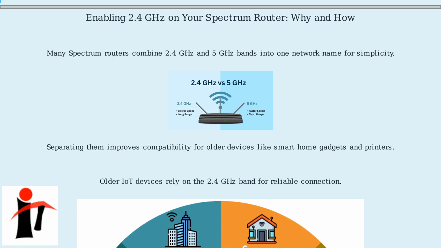Here are the basic steps to get started. First, access the router interface at 192.168.1 or via the Spectrum app. Second, navigate to Wi-Fi settings and disable Unified SSID if enabled. Third, create or rename the 2.4 GHz SSID with a unique name and password. Fourth, save changes and reboot the router. This ensures 2.4 GHz only devices connect reliably without interference.